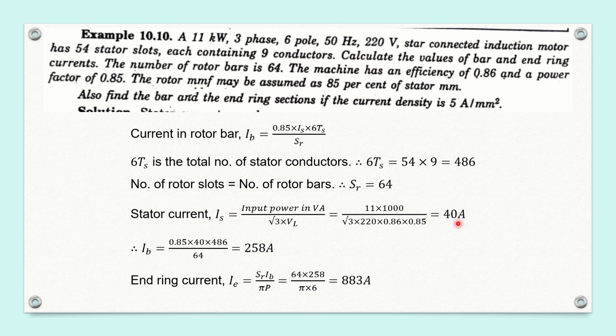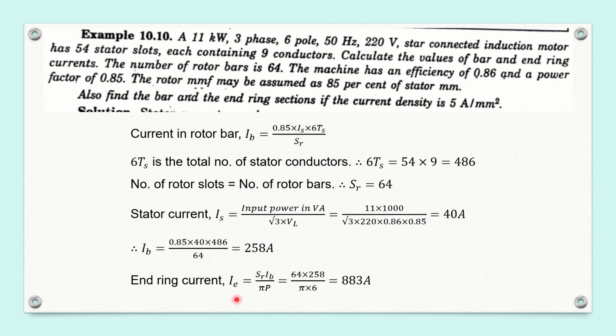So this 40 ampere is the line value of stator current, and here it is given that the stator is star connected. That means the line value of stator current and the phase value of stator current are the same. So we can substitute for IS, that is stator current per phase, 40 ampere. Substituting the values, we will get the answer, the bar current, as 258 ampere.